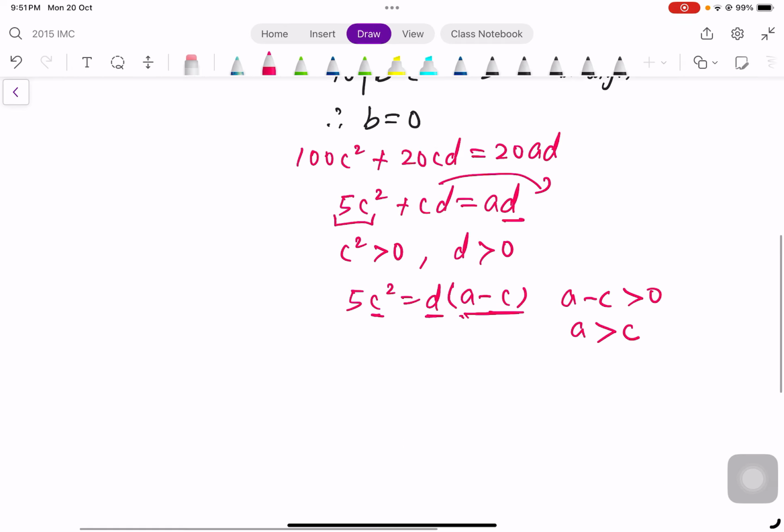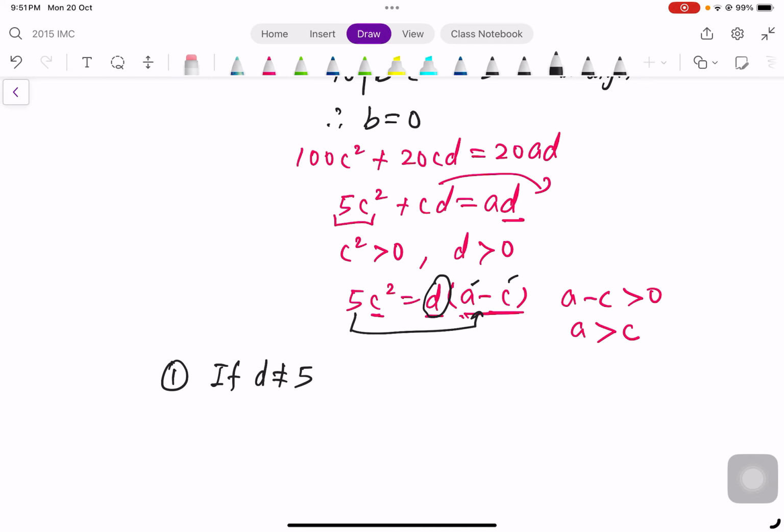Therefore, next we can actually do a case study. Case number 1, if your D is not equal to 5. What does it mean? That means 5 must divide A minus C. But don't forget, A and C are unit digits. Therefore, in this case, A minus C must be equal to 5. And in that case, this also implies that your D is actually equal to C squared.